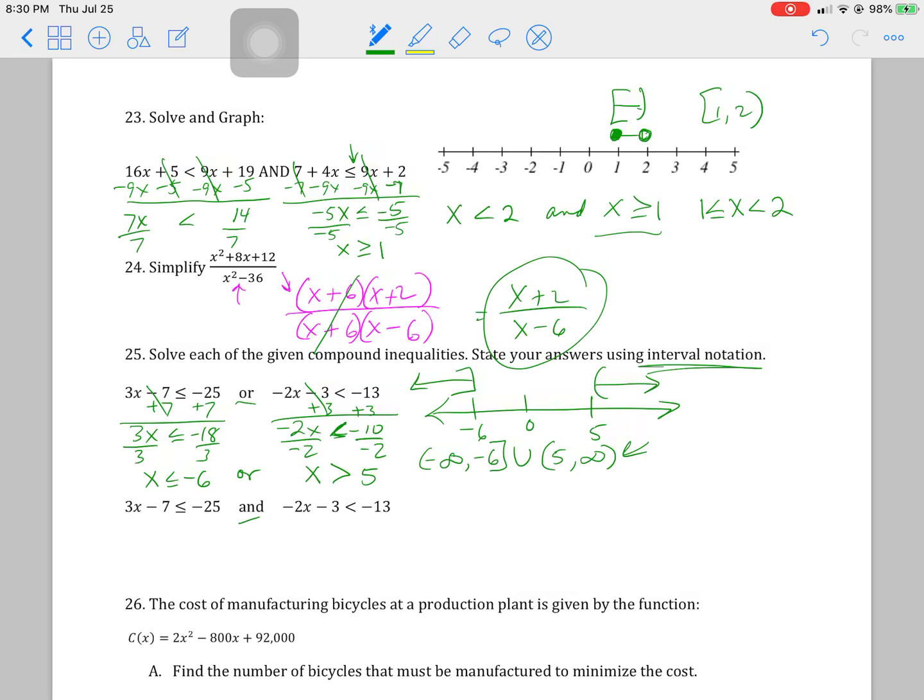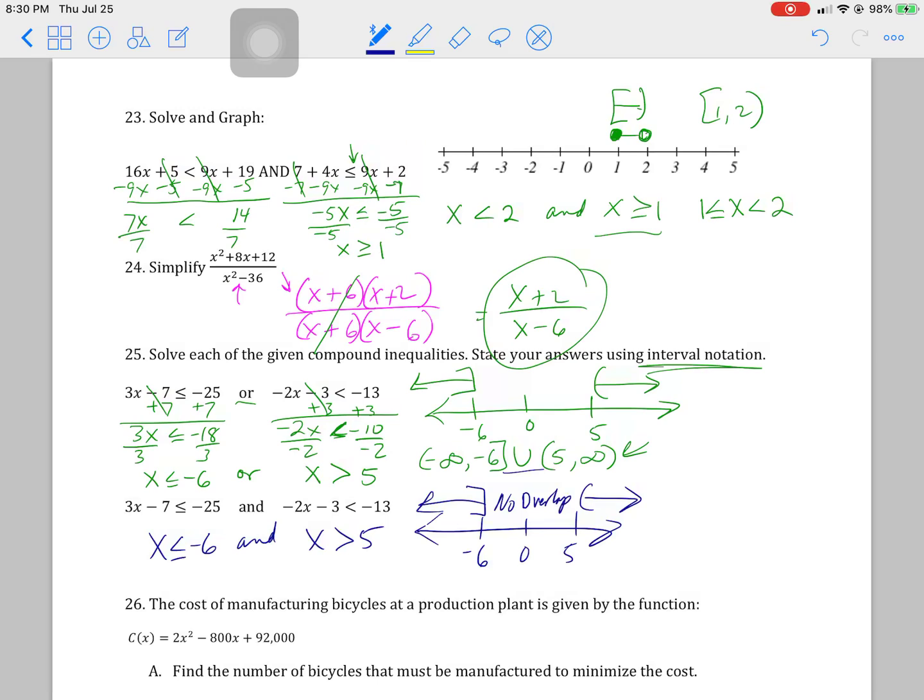Okay. This one's an and. You're going to solve the problem the same exact way, and you'll get the same exact thing. It's all solved the same way. In fact, the graph is going to look exactly the same, obviously. But notice the union covered this gap here. But since this is an and, they go in opposite directions, there's no overlap here.